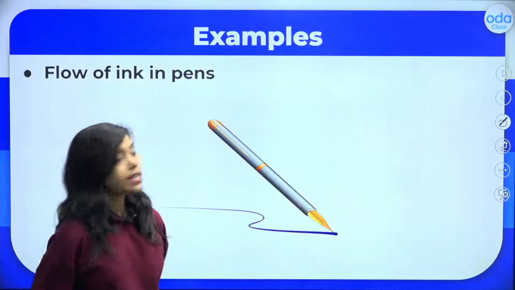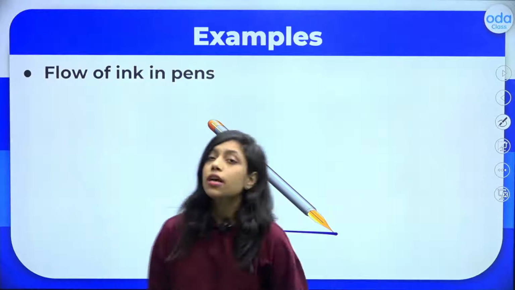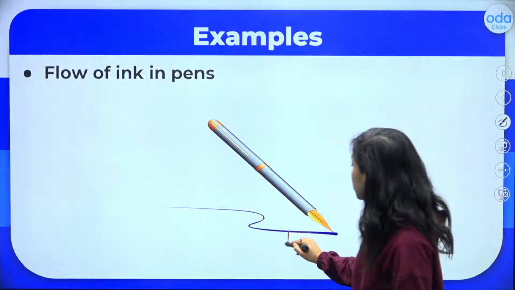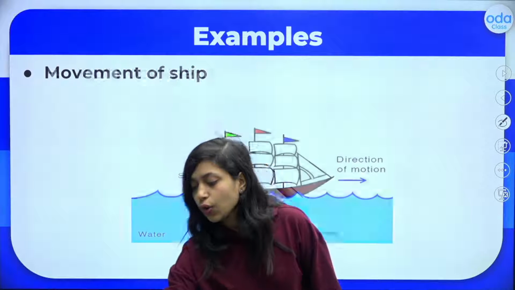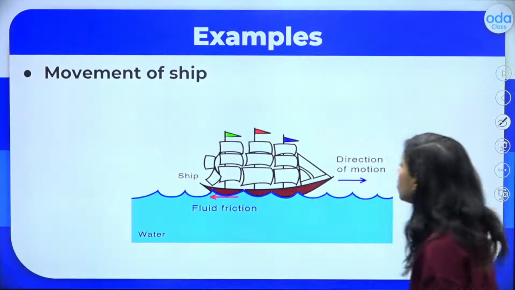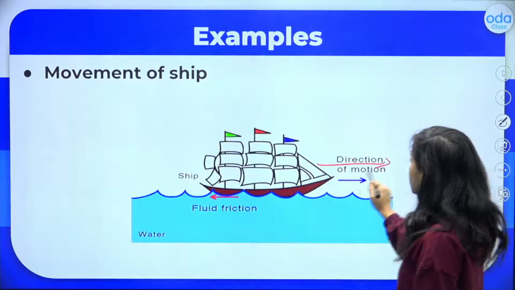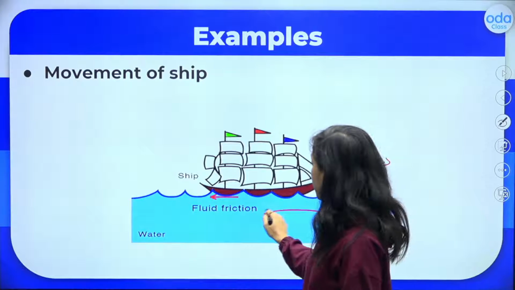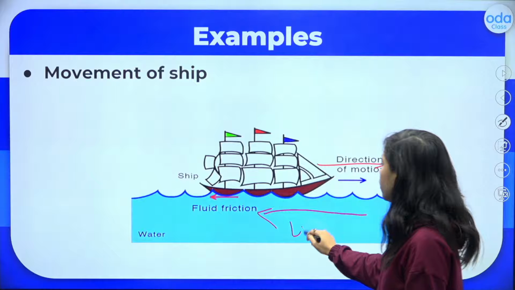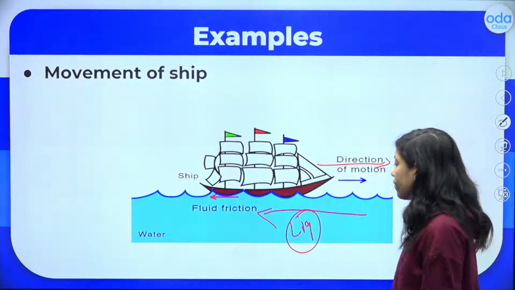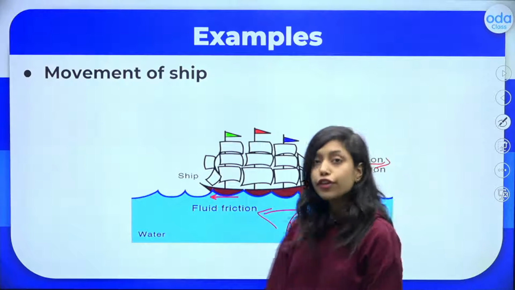And yes, some more examples: flow of ink pens, because in ink pens we are using ink, which is a liquid, so that is why we have fluid friction there. Not only that, movement of a ship, because the direction of motion is here and fluid friction will be in the opposite direction. So whenever it comes to liquid or gas, because here it is water which is liquid, of course fluid friction will be there.